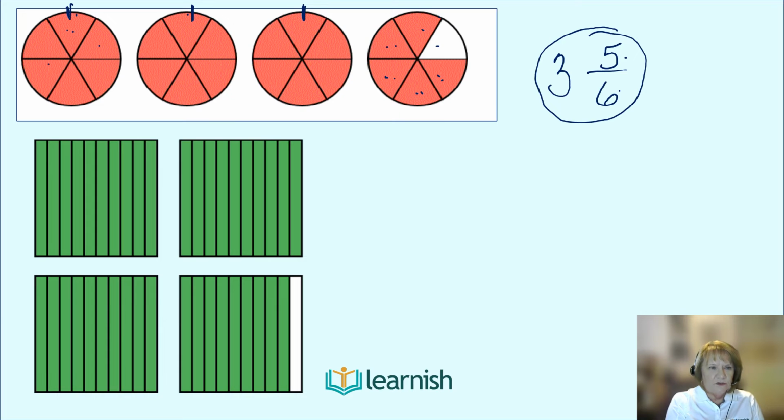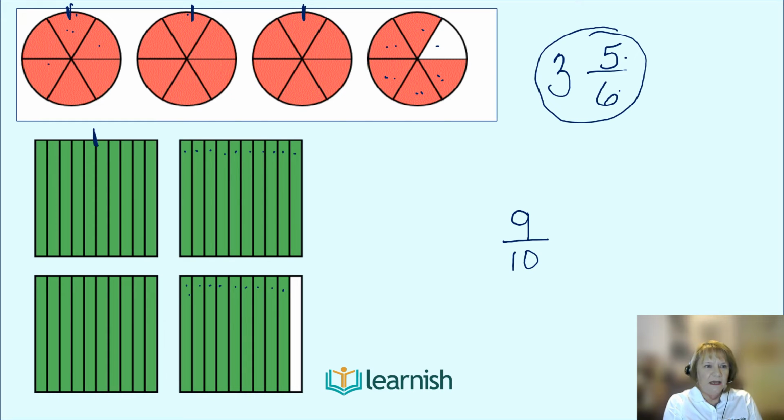These squares are divided into 1, 2, 3, 4, 5, 6, 7, 8, 9, 10 parts. So that will be our denominator. In this one, we can tell that 9, 1, 2, 3, 4, 5, 6, 7, 8, 9 out of 10 are shaded in. So that's our fraction.